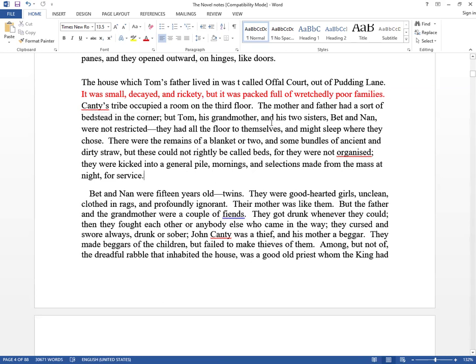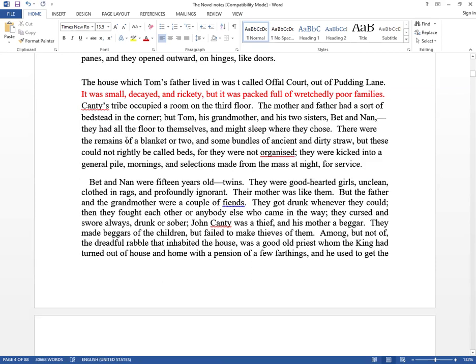But Tom, his grandmother, and his two sisters, Bet and Nan, had all the floor to themselves. Where do they sleep? Other people sleep on the floor. They might sleep where they choose, where they select. Choose means select. There were the remains of blankets. Remains means pieces. There were some pieces of blankets. Blanket means some thick bed sheets, very thick to protect people from the cold. And some bundles of ancient dirty straw.